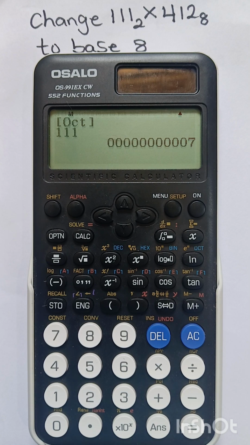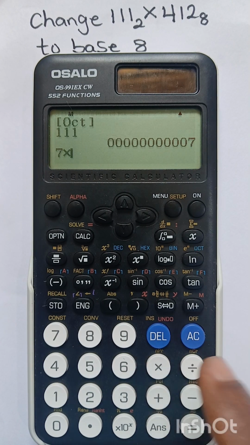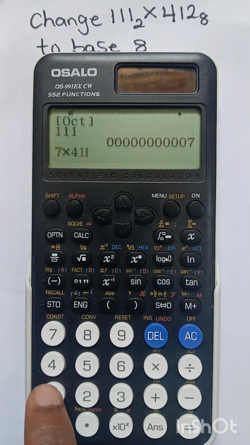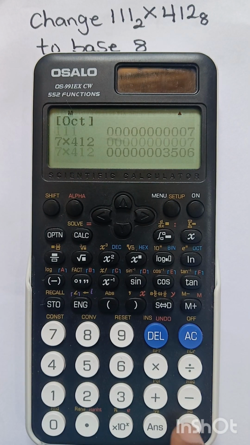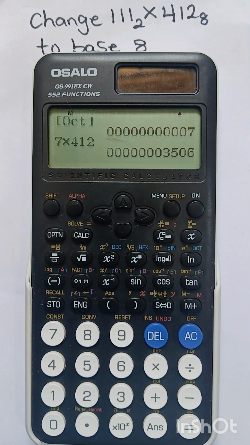Then you press on 7. You press your multiplication sign. Since it is multiplying, the 412 is already in base 8, so there's no need to convert it. So you press your 412, then you press your equal sign, and you have our final answer to be 3506. That is our answer to the question.